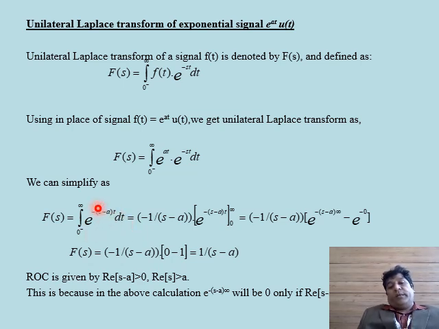And when you do the integral of this, you will simply get 1 divided by minus of (s minus a) as a factor, and then the exponential function again e power minus (s minus a)t, and then you have to substitute the limits 0 and infinity. Again, when you substitute infinity, this first term will be 0, and when you substitute 0, it will become 1. So the final answer will be 1 by (s minus a).